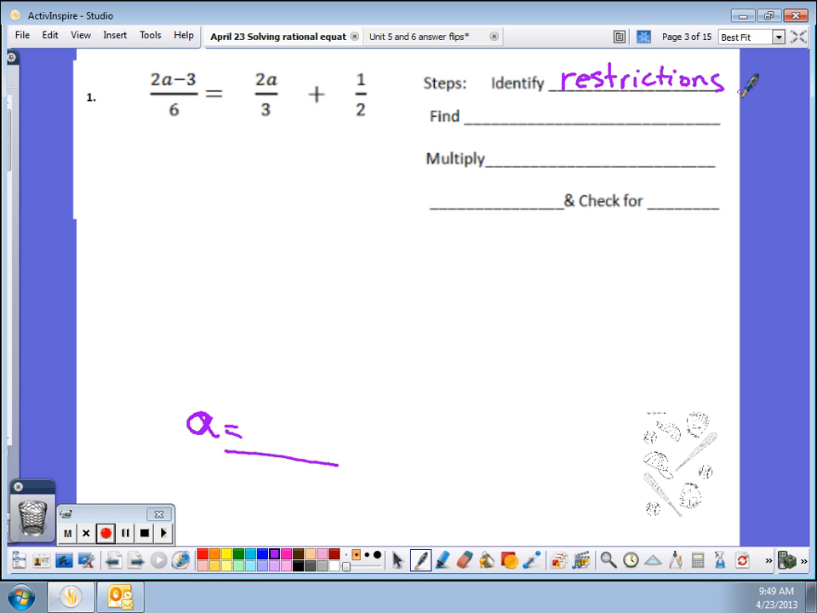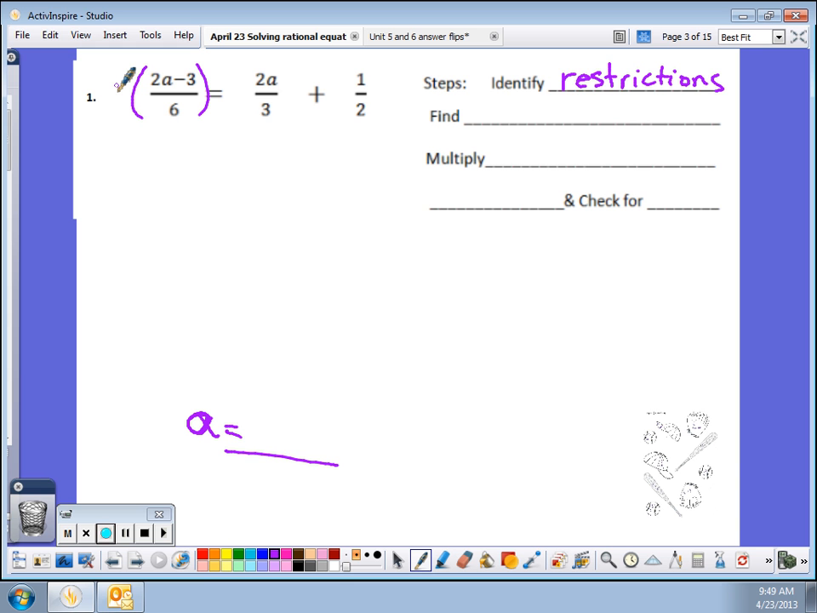Our second step, now our goal is to solve for a in this case. When we have all these fractions, it's a little harder to deal with. So we want to get rid of all those fractions. Any ideas of how we could get rid of all those fractions quickly? What could I multiply by on the left side to get rid of that denominator?